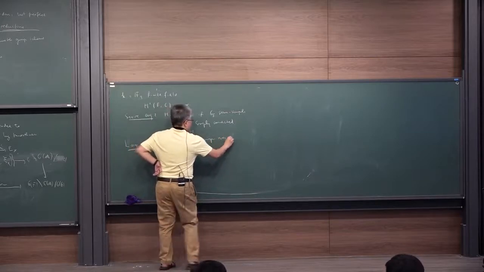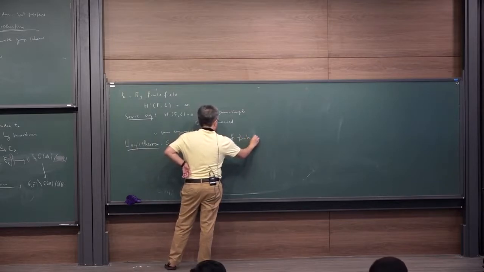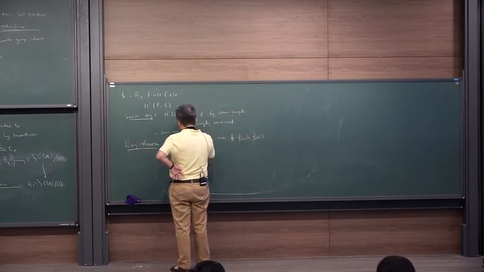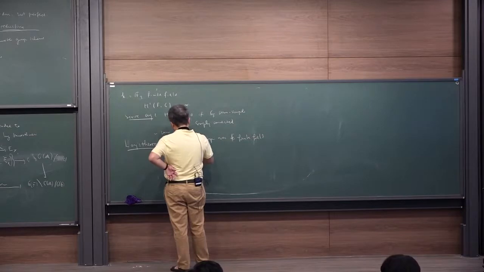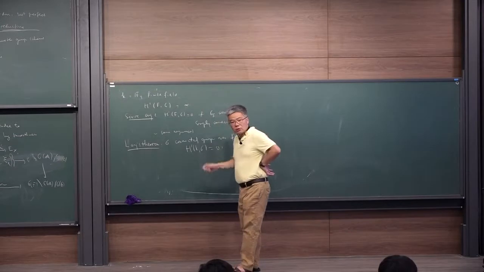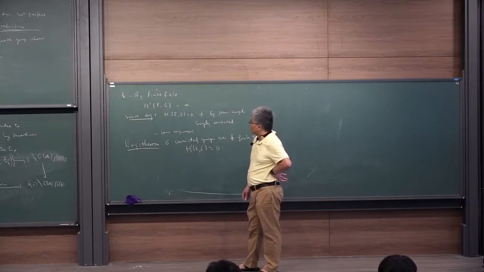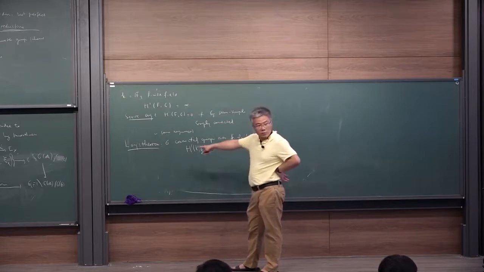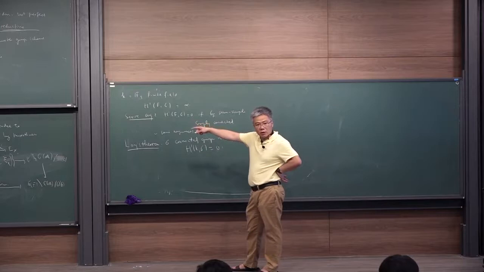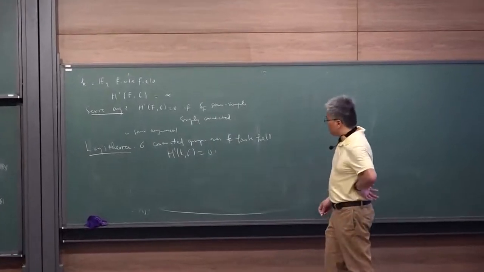over a finite field, then H1 of G is trivial. A finite field is also one dimensional. Lang's theorem is a part of the second picture. Lang's theorem has a much nicer proof. It's very nice.